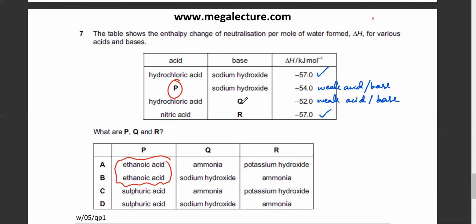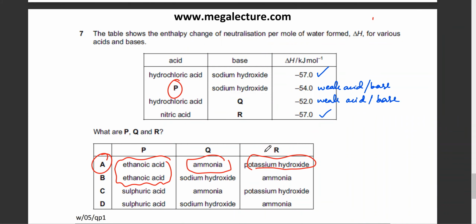Similarly, now you have Q. Q is going to be a weak base because it's minus 52. So you've got two options, ammonia or sodium hydroxide. So it's going to be ammonia. And the last one, again, is minus 57. So that's a strong acid, strong base. So you need a strong base over here. So that's potassium hydroxide. So hence, the answer is going to be A. Is this clear?